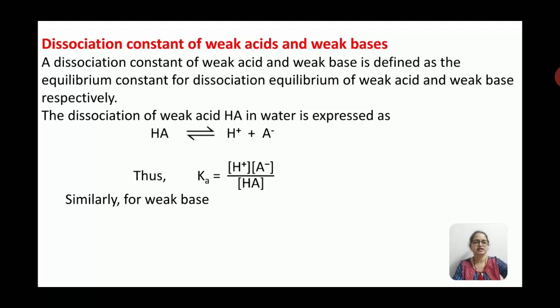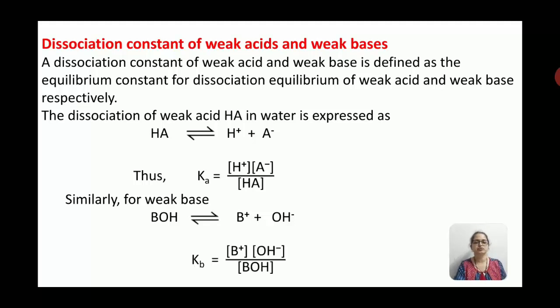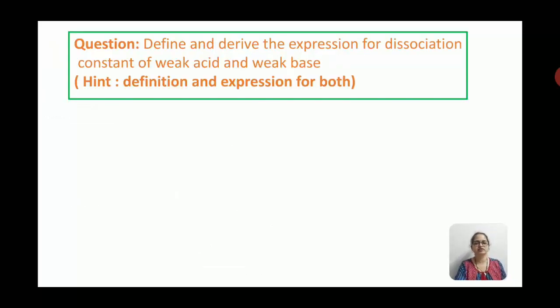Similarly, a weak base BOH will reversibly dissociate as B+ and OH-, and the dissociation constant of the weak base, Kb, will be equal to the molar concentration of B+ into the molar concentration of OH- upon the molar concentration of BOH. On this, you may get a question: define and derive the expression for the dissociation constant of weak acid and weak base. What is expected? Definition and expression for both. After this, we are going to learn Ostwald's dilution law.